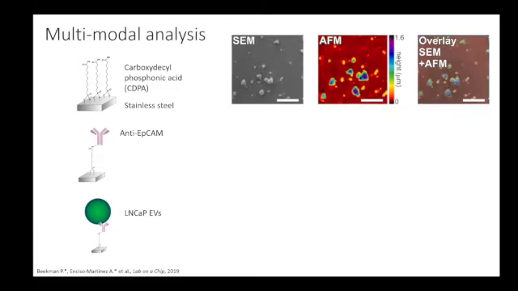So we functionalized stainless steel, which is a substrate that is optically quiet, does not give so much background for Raman, and also is electrically conductive to take SEM images. We functionalized it with a linker, CDPA, that binds to an antibody. In this case, we use anti-EpCAM, that is targeting the EpCAM molecules in LNCaP-derived vesicles.